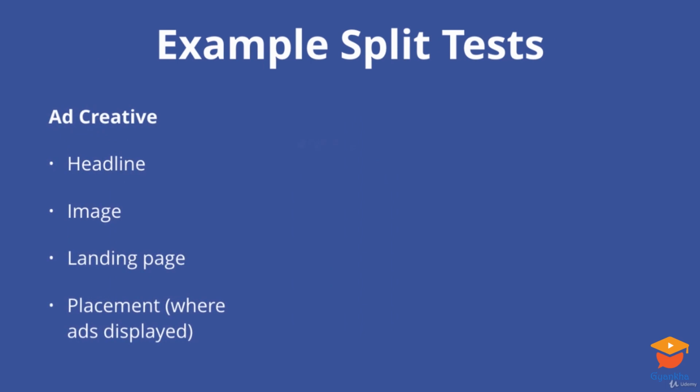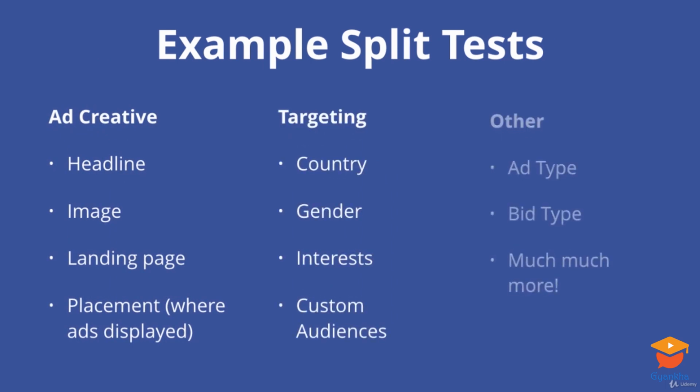And here are just some of the split tests that you can run. In terms of the ad creative, you can test the headline, a different image, the landing page that you send people to, the placement, in terms of does Instagram work better than the Facebook newsfeed or Facebook mobile? In terms of targeting, you can try different countries, different genders, different interests, different custom audiences, so the website custom audience, your email custom audience, etc. And there are other things like ad type, image versus video, bid type, etc.